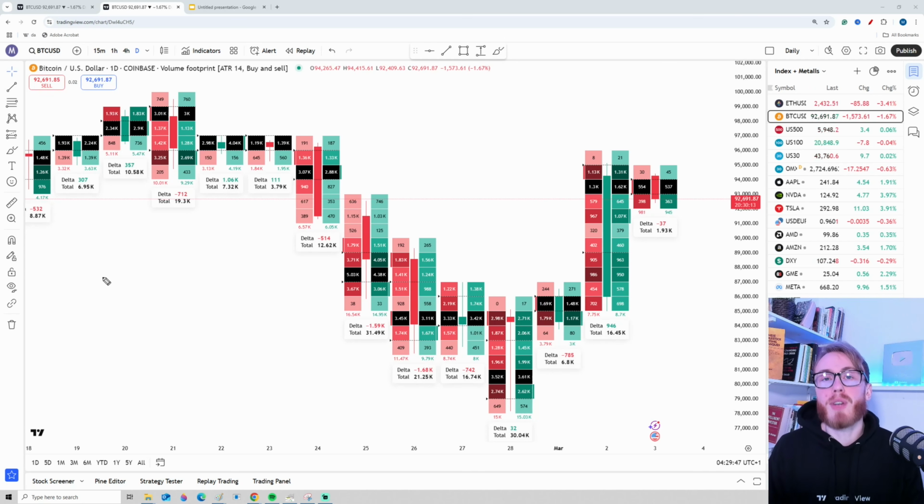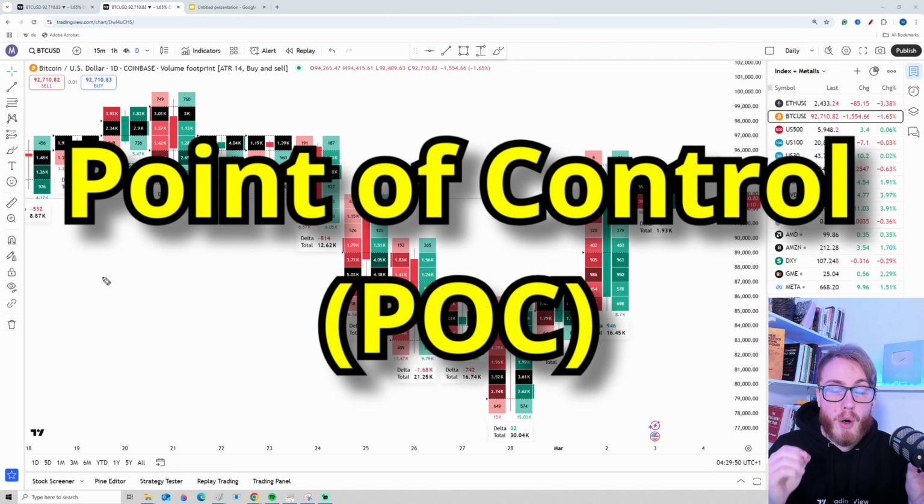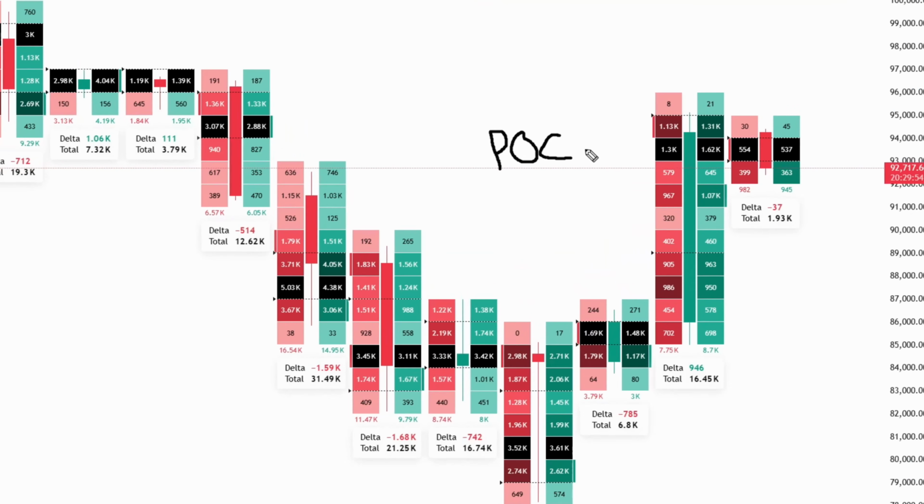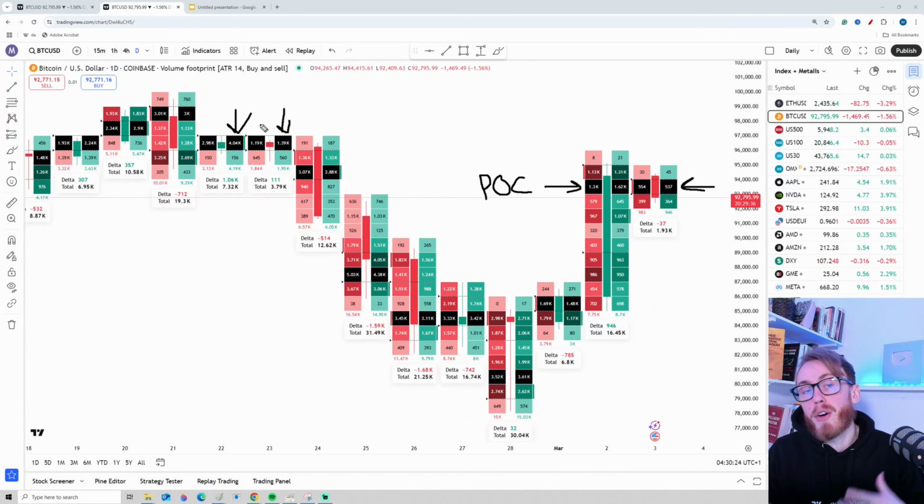The next concept we need to understand is something called point of control, or POC for short. And point of control is much simpler than it sounds. The POC is simply the area where most volume got traded, and this is marked by a black window right here. So you can see for this green candle, the point of control was right here. For this red candle, the point of control was right here. You can see all of these black boxes are where most volume got traded during that particular candle.